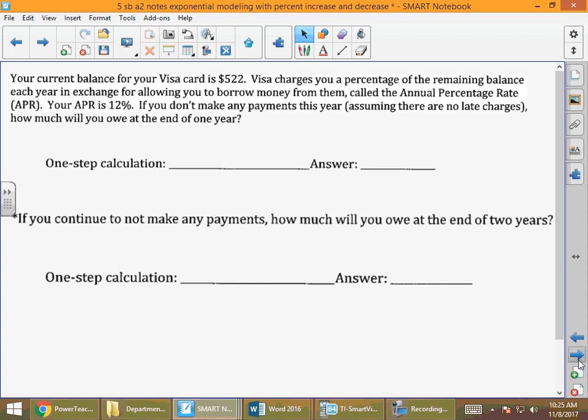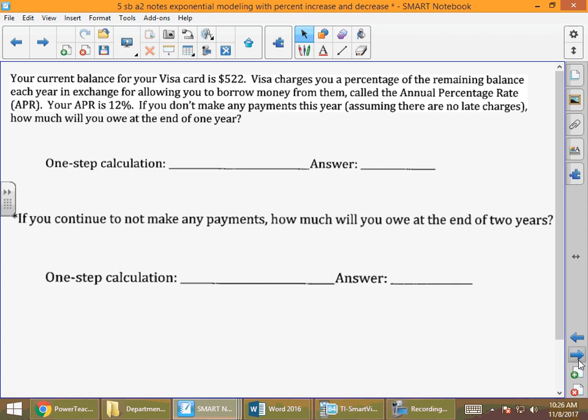It says your current balance for your Visa card is $522. Visa charges you a percentage of the remaining balance each year in exchange for allowing you to borrow money from them, called the annual percentage rate, APR. Your APR is 12%, which is a realistic number, might be a little bit low. If you don't make any payments this year, and assuming there are no late charges, how much will you owe at the end of the year?